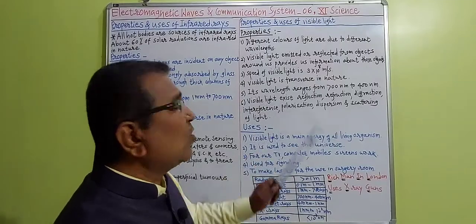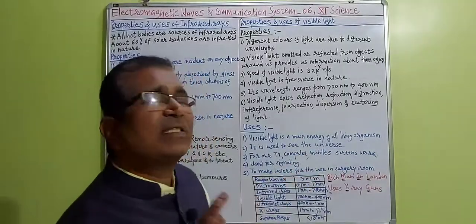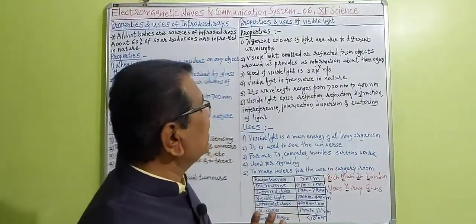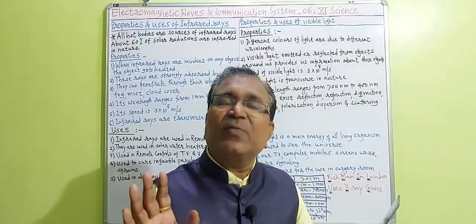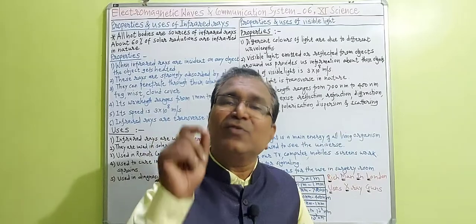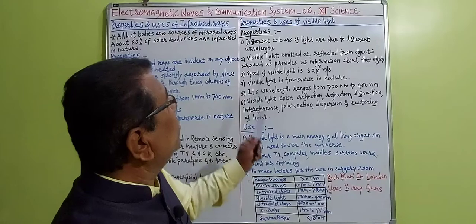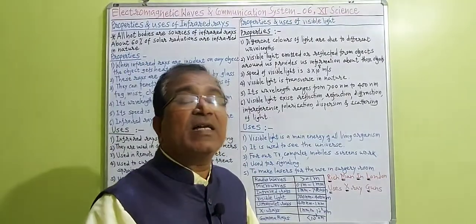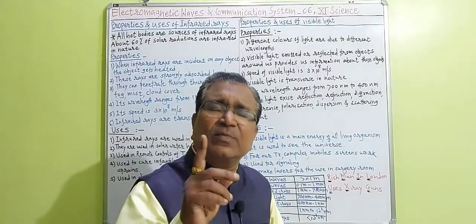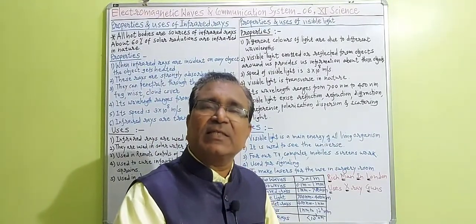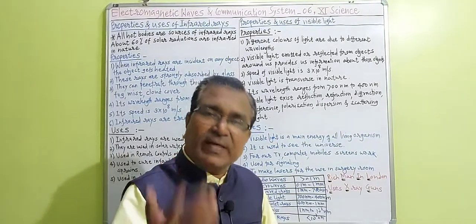Visible light exhibits all optical phenomena like reflection, refraction, diffraction, interference, polarization, dispersion, scattering of light. All these optical phenomena we can easily learn by making use of visible light. So this is the most important property regarding visible light. And as far as diffraction, polarization, interference are concerned, we will have to learn these three important phenomena in 12th standard.